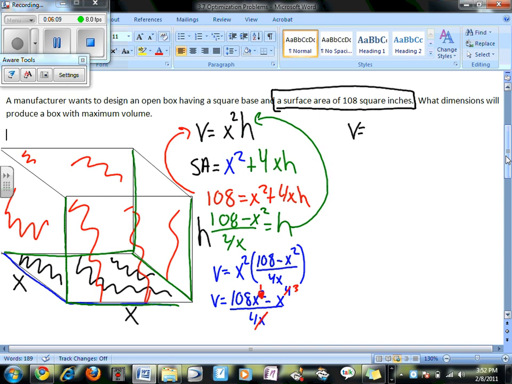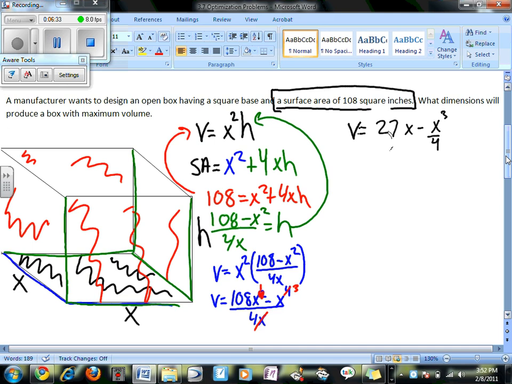So volume is going to equal 108. Oh, sorry, I was dividing by 4. That's where I got lost. So 108 divided by 4, which is just 27. So I'll have 27x minus x to the third all over 4. Now we're finally done.